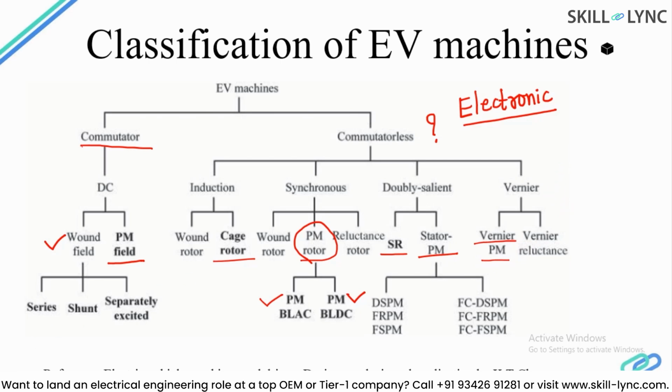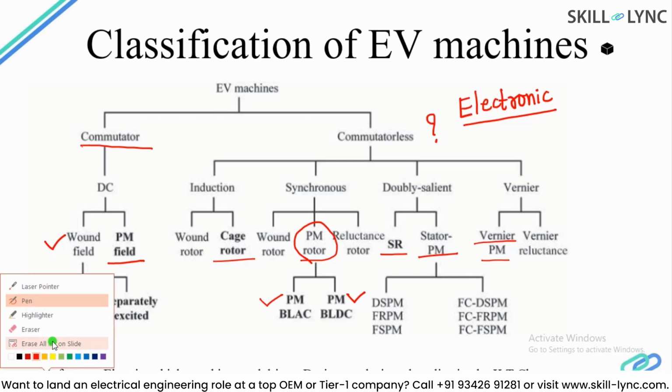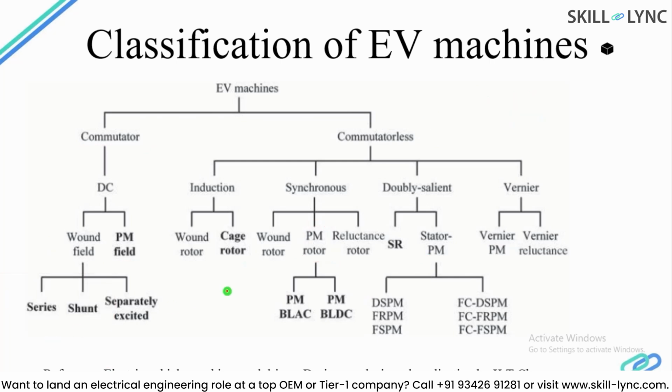Now there can be n number of different ways to classify the motors, which can be based on the type of the flux. It can be radial flux, axial flux, or linear flux, and there may be another classification tree. So this is about the classification of EV motors.